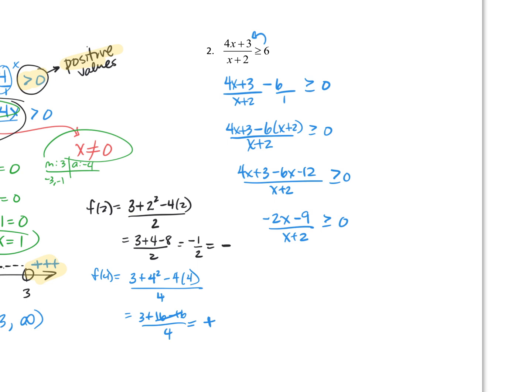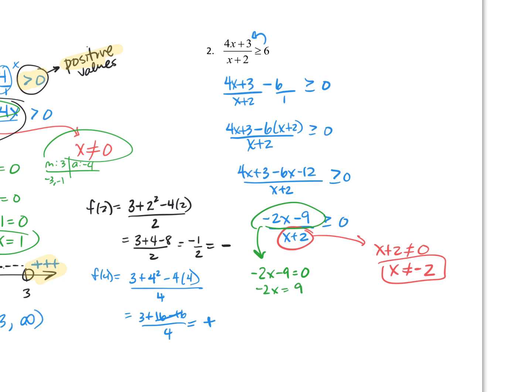Okay. Now we split it. The bottom cannot equal 0, so take what's on the bottom and say it cannot equal 0. So x cannot equal negative 2. So there's one part of my answer. Okay with that? Then I take the top. The top can equal 0. So we want to find out where it equals 0. So x is at negative 9/2.